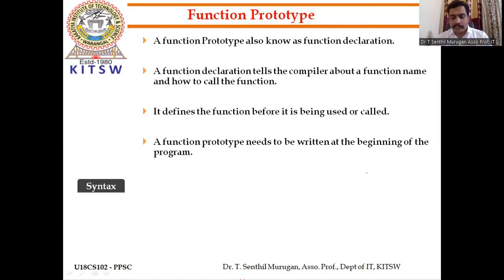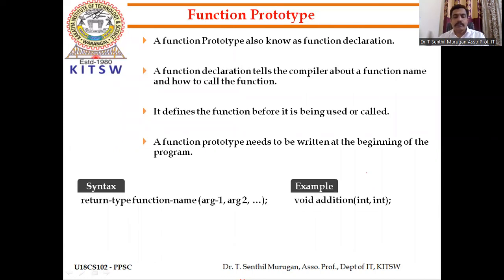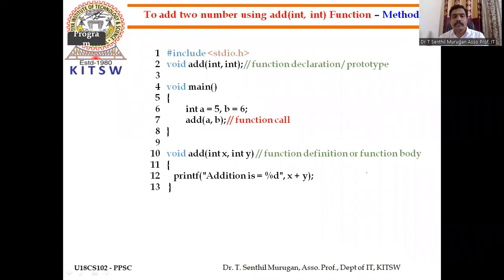Examples. How we can write syntax for declaring the functions: return type, function name, arguments. Okay, so examples also we already see. The simple program you see here. Already we know that for standard input output operation we are using include stdio.h, and we are declaring one function. That function should not return any value, so void. The function name is add, and it will pass two arguments.